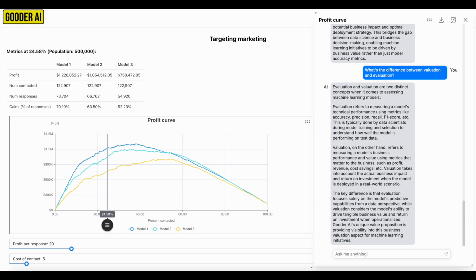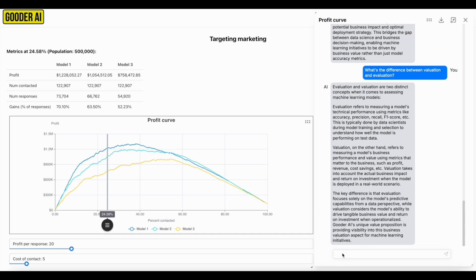Valuation takes into account the actual business impact and return on investment when the model is deployed in a real-world scenario. The key difference is that evaluation focuses solely on the model's predictive capabilities from a data perspective, while valuation considers the model's ability to drive tangible business value and return on investment when operationalized. Gooder AI's unique value proposition is providing visibility into this business valuation aspect for machine learning initiatives.